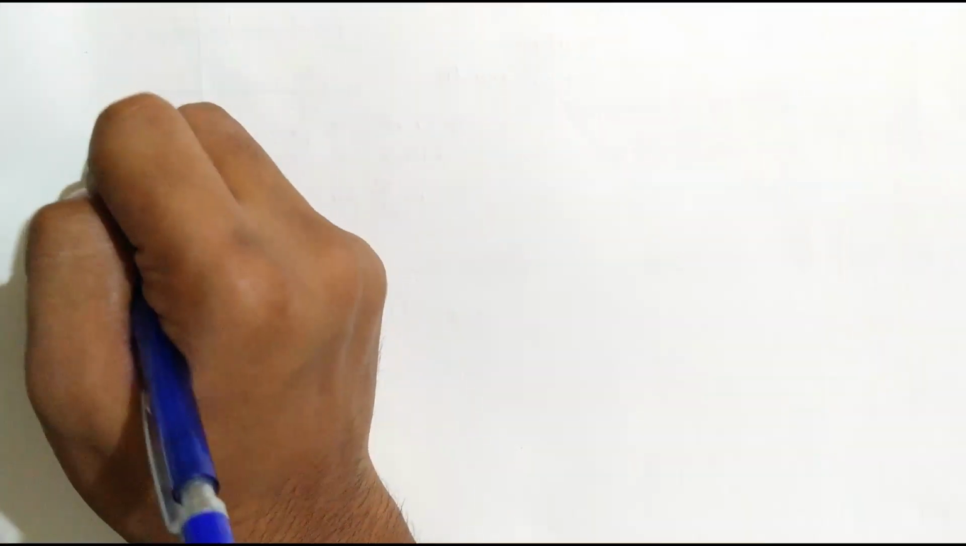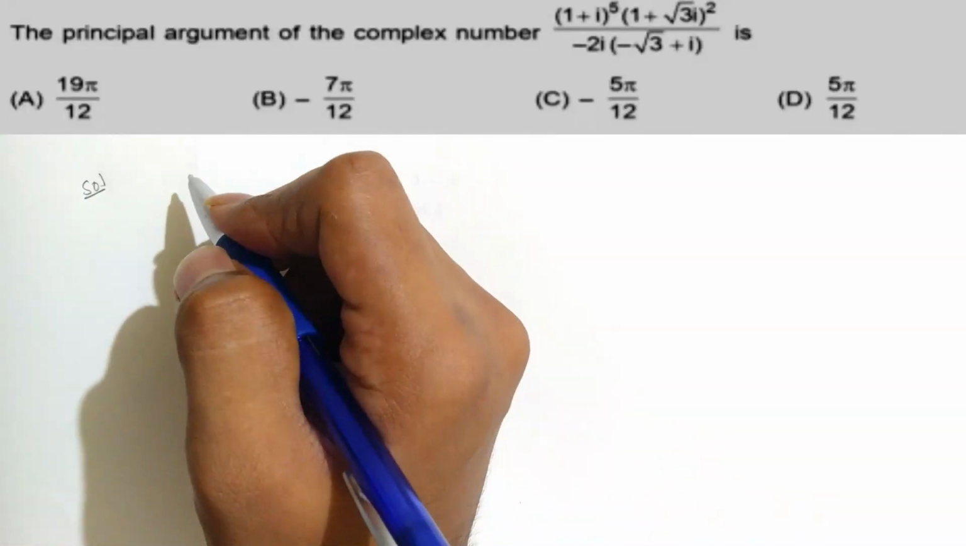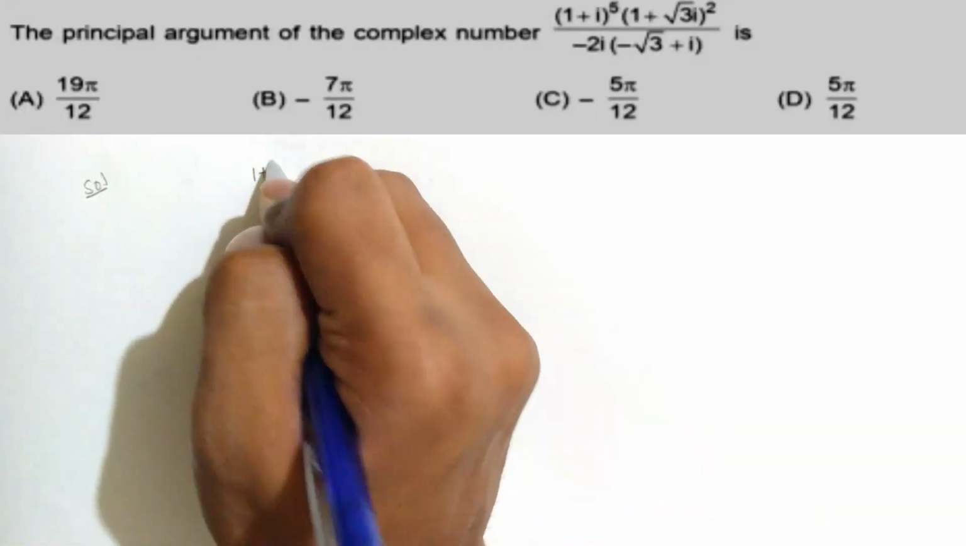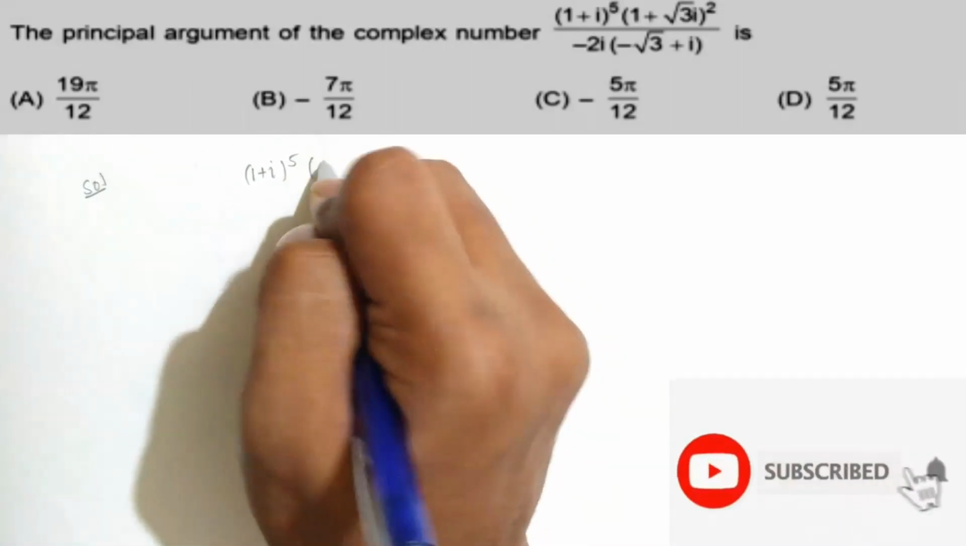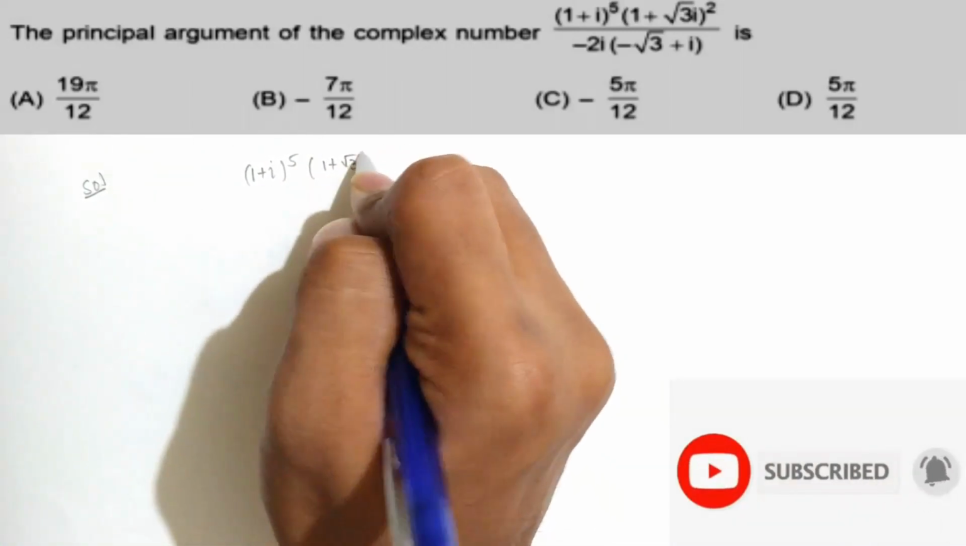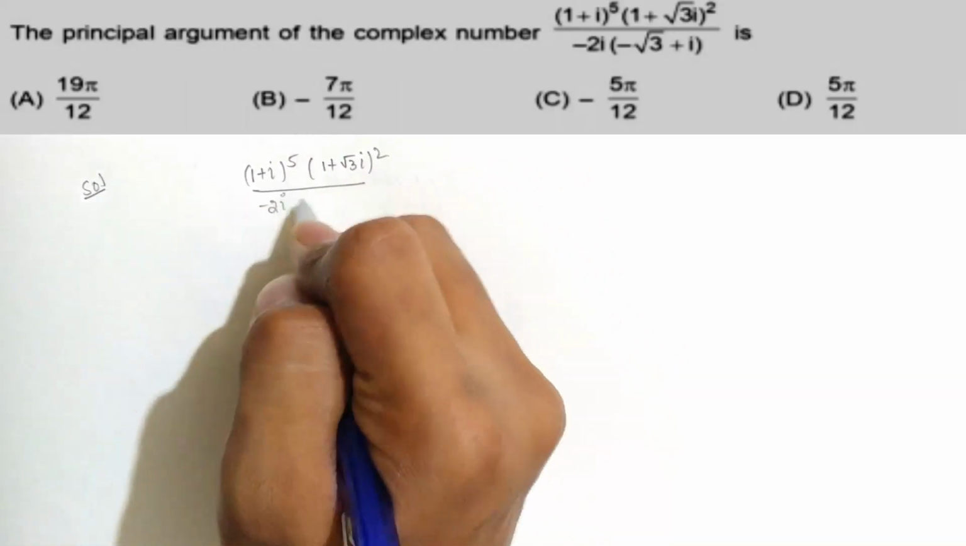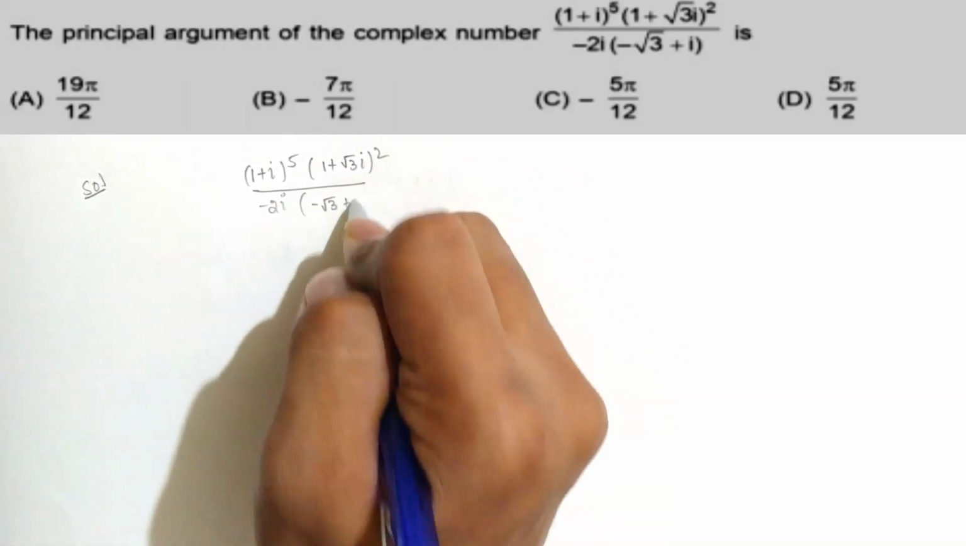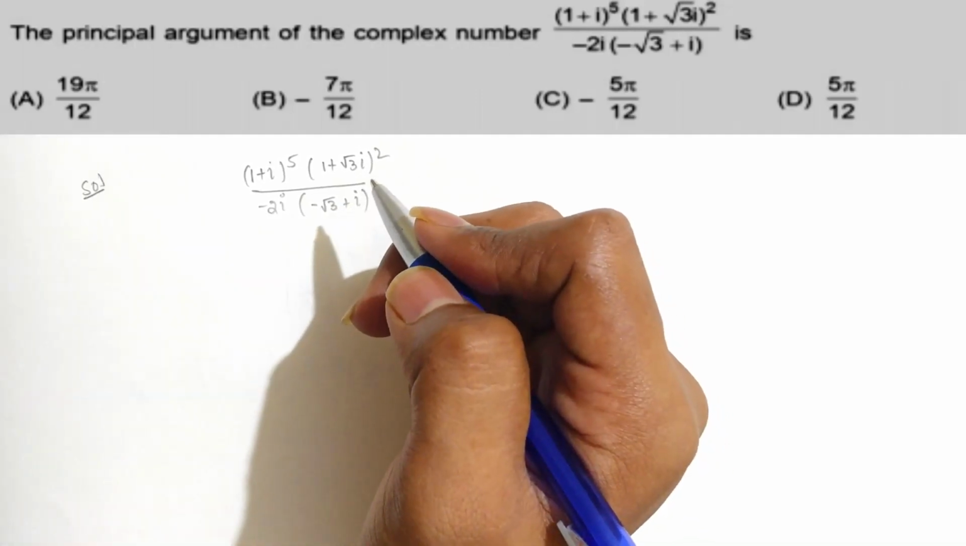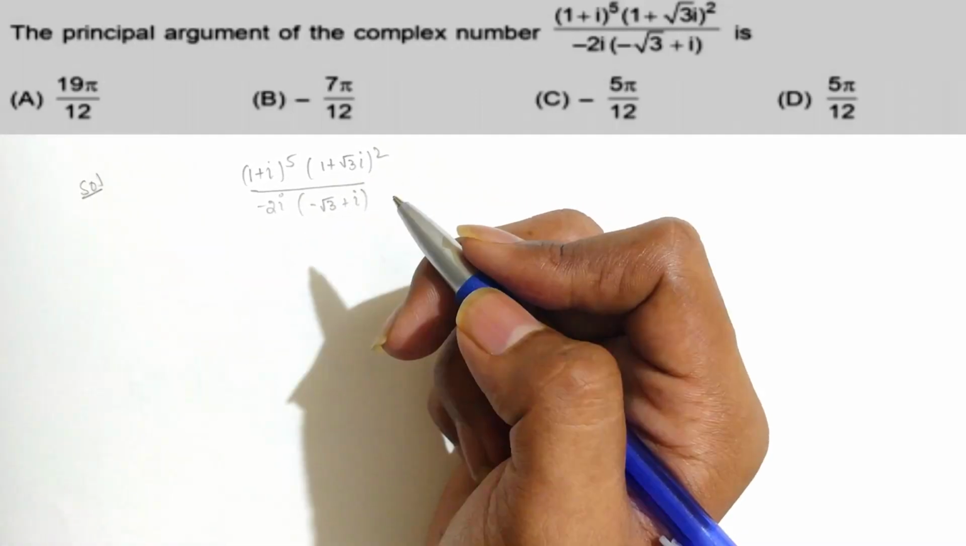Now let us see the second question. They are asking the principal argument of (1 plus i) whole power 5 into (1 plus root 3 i) whole square divided by minus 2i into (minus root 3 plus i). Now let us see the solution.